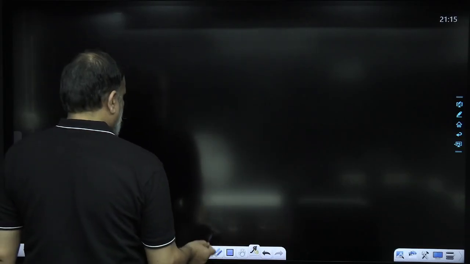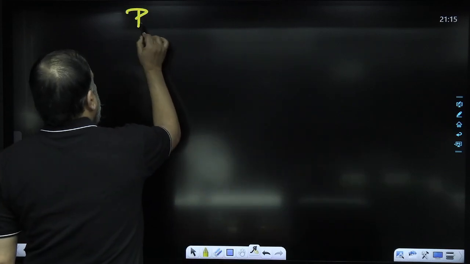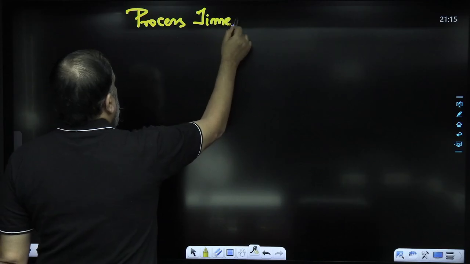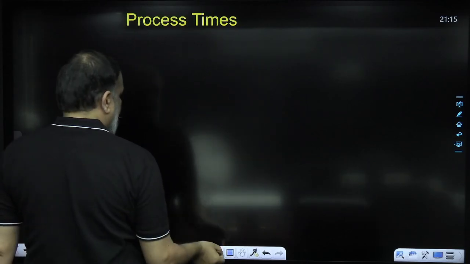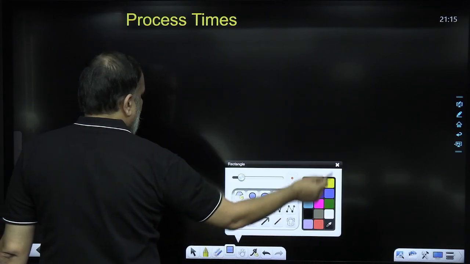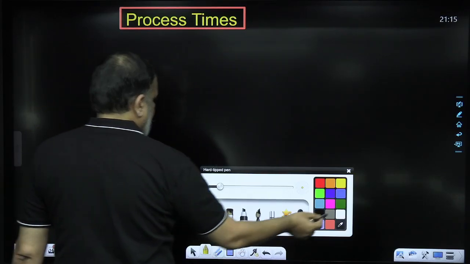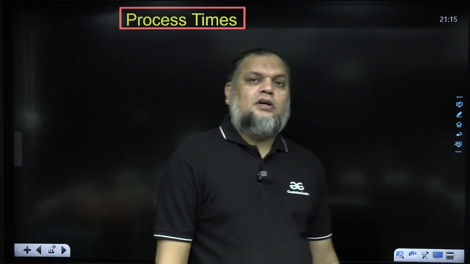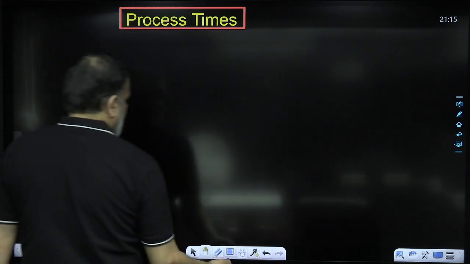So I will name this topic, small topic, as process times. That means what are the different times a process is associated with during its lifetime? So let's start. We'll understand this diagrammatically.